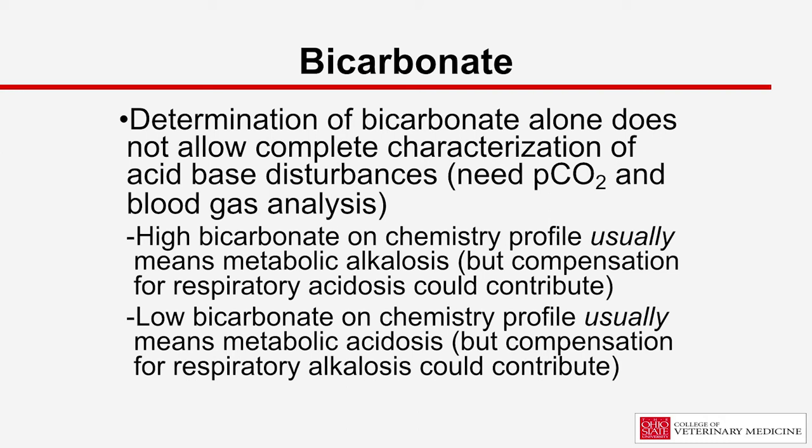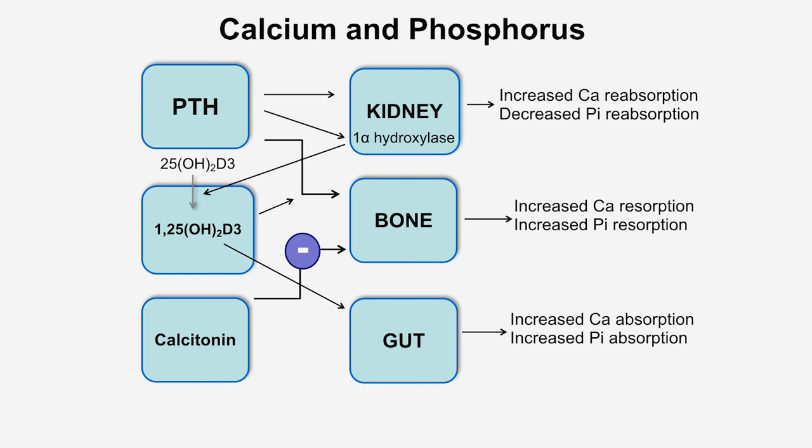But it's also important to remember that you can see an increase in the bicarb in the blood as a compensation for respiratory acidosis, and you can see a decrease in the bicarb as a compensation for respiratory alkalosis, like we talked about earlier. So those are other reasons you can see changes in bicarb. But as a general rule, most dogs and cats that are ill, that have a high or low serum bicarbonate, it's typically due to metabolic alkalosis or metabolic acidosis. But if you really need to know what all's going on with the acid-base balance, you're going to have to look at a blood gas.